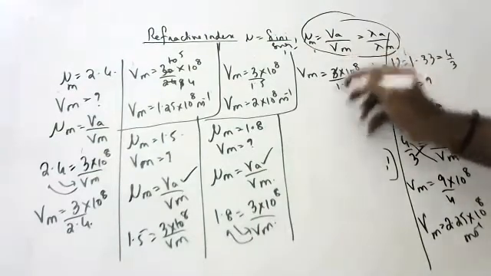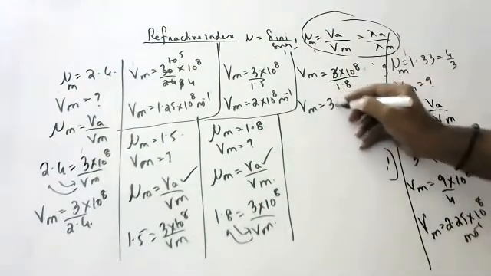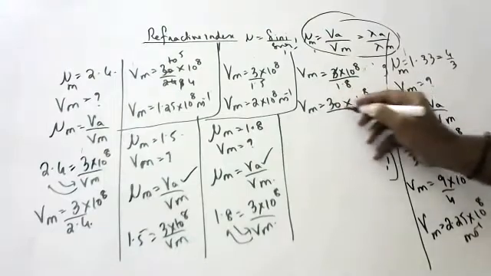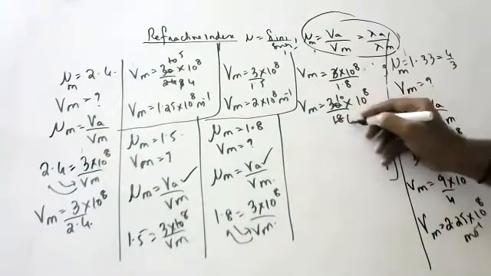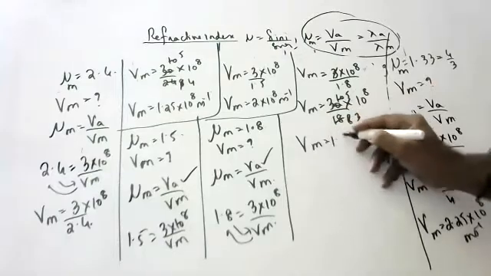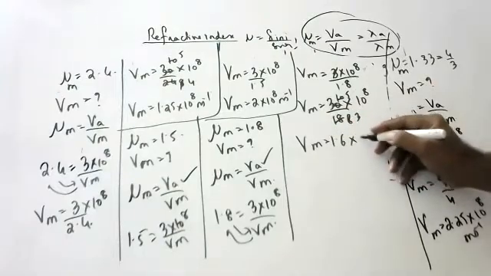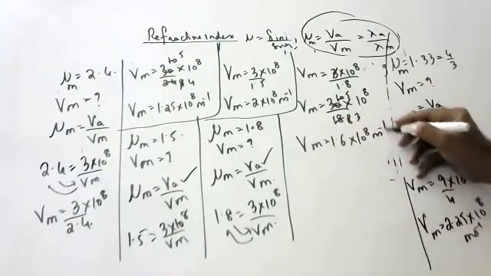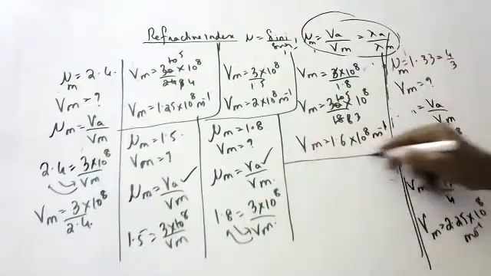That is, point will go up. 30 into 10 to the power of 8 by 18. 3 tens are 3 sixes are 2 fives are 2 threes are. So velocity of light in that medium is 1.6 into 10 to the power of 8 meters per second. Same question.